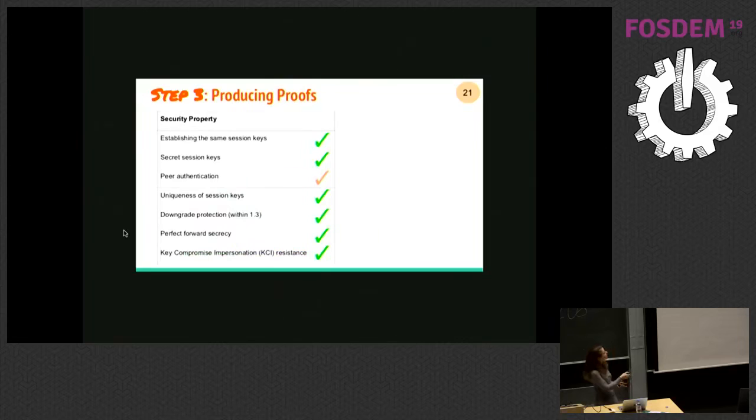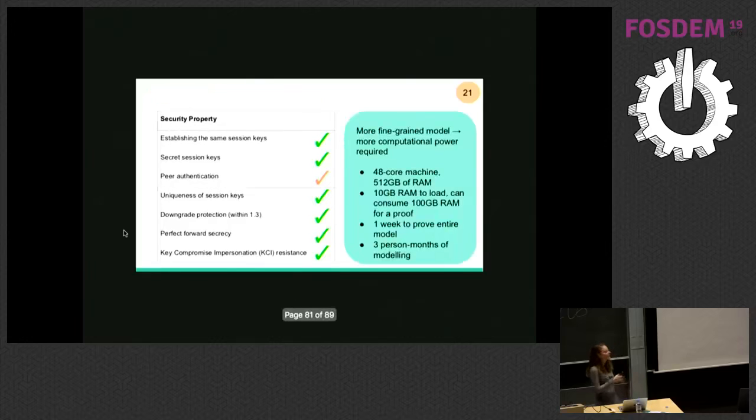So we found that draft 21 pretty much looks good. This is an edge case, not considered to be that important by the working group. Again, you can see details in the paper. But this time we had to model with far more granularity, and so we needed far more computational power. We used a 48-core machine, 512 gigs of RAM. The model takes about 10 gigs to load and can consume up to 100 gigs for one proof.